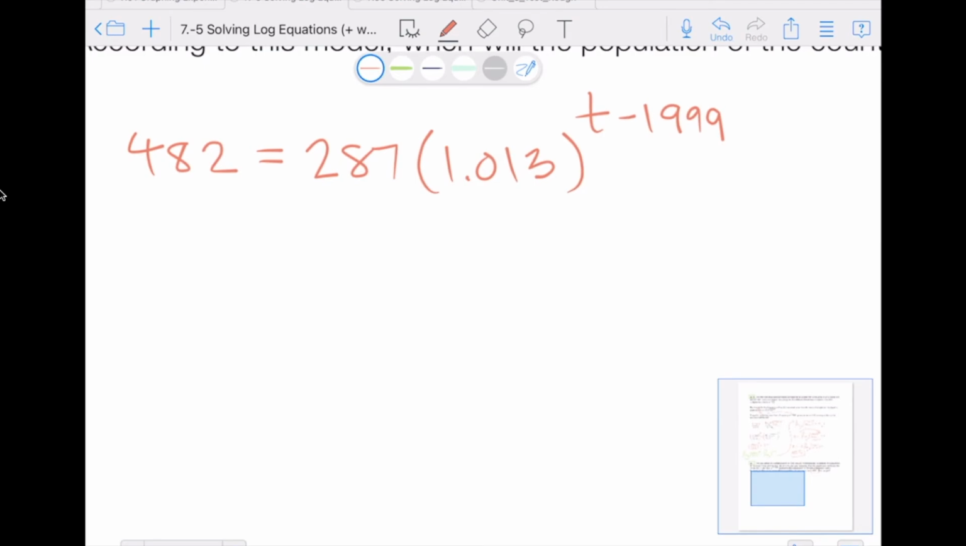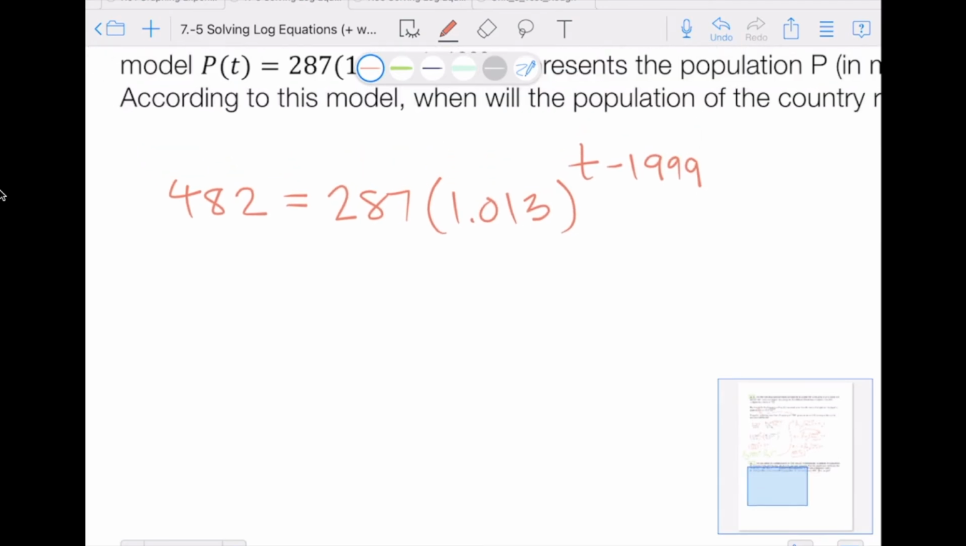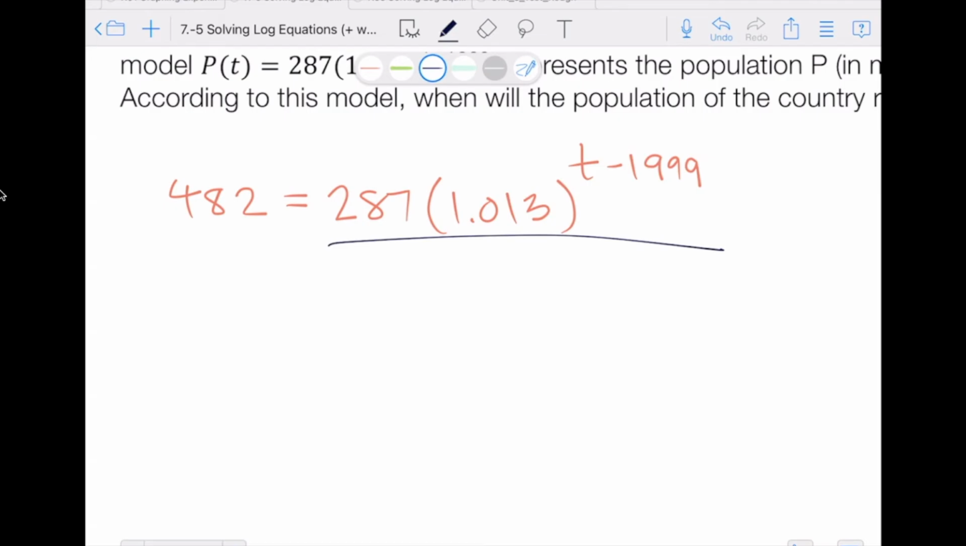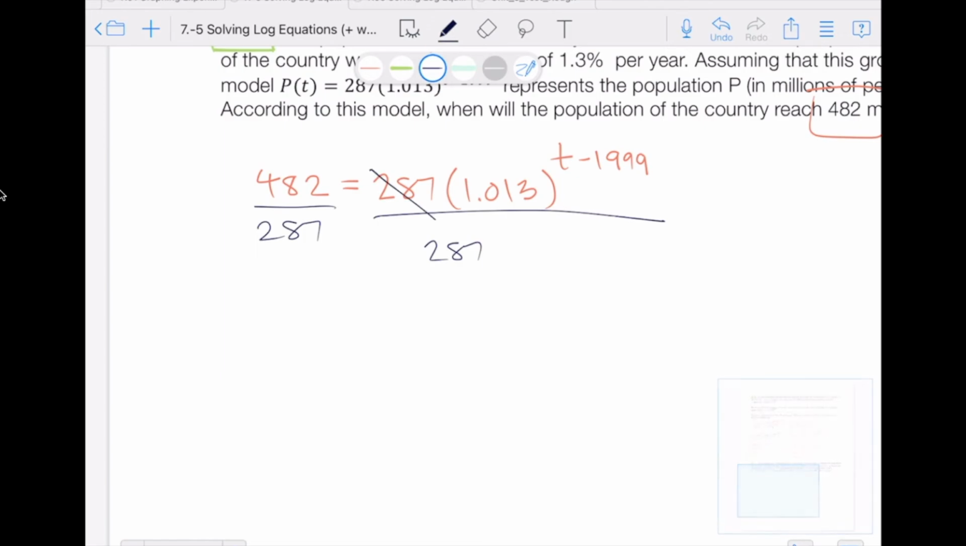Okay, so we eventually need to get t out of the exponent. Remember, we want to isolate this as much as possible before we start taking logarithms. So the first thing we're going to do is divide both sides by 287. And again, I'll get a really messy decimal there, so I'm just going to leave it as 482 over 287. And at this point, we can take a logarithm.